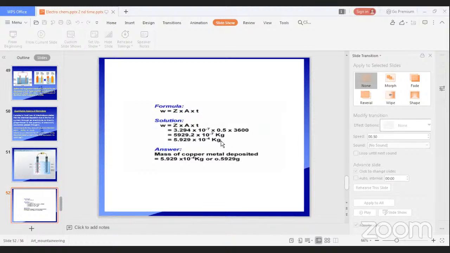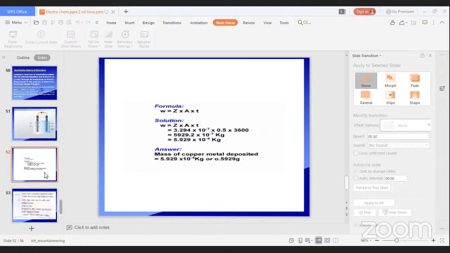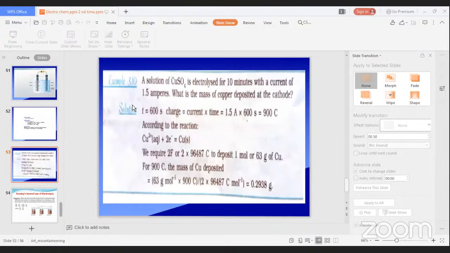So this is one of the mathematical equations belonging to Faraday's first law. What is one more problem belonging to Faraday's first law? A solution of copper sulfate is electrolyzed for 10 minutes with a current of 1.5 ampere. Here time is mentioned, as well as the amount of electricity passed. Then what is he asking? How much mass of copper is deposited at the cathode?